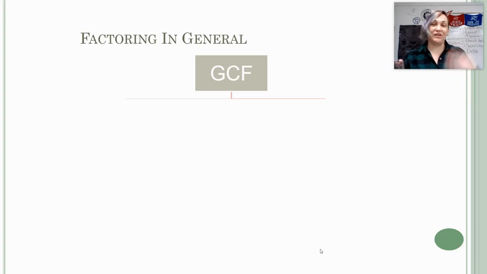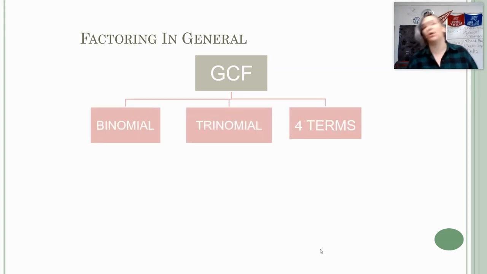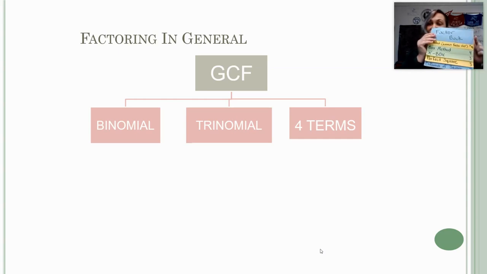Once you've decided if there is or isn't a GCF and you've dealt with that, the next thing you're going to do is decide how big is this problem. Is it a binomial, a trinomial? Does it have 4 terms? What's the size of it? Depending on the size of the problem, we're going to do different methods. We even wrote it down on the side of your factoring book.